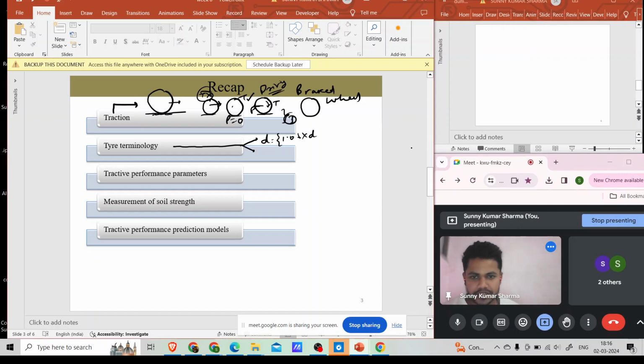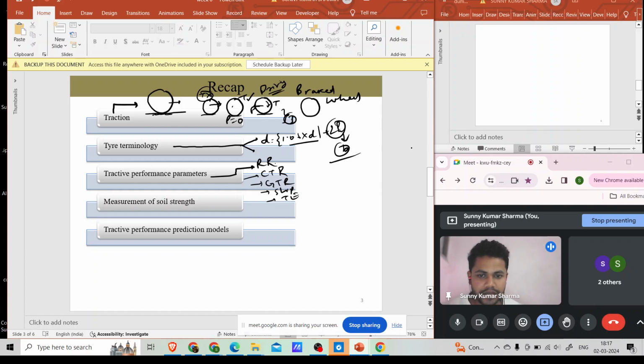Okay, I was just telling how to calculate the overall diameter, in which we include the section height also, 2 into section height, and section height is calculated with the section width, which is designated on the tire. Then we discussed the tractive performance parameters, how to calculate them: that is rolling resistance or motion resistance ratio, then coefficient of traction, then gross traction ratio, then slip, tractive efficiency.